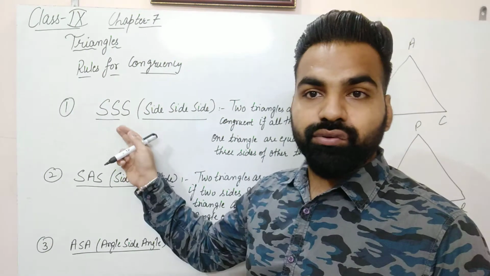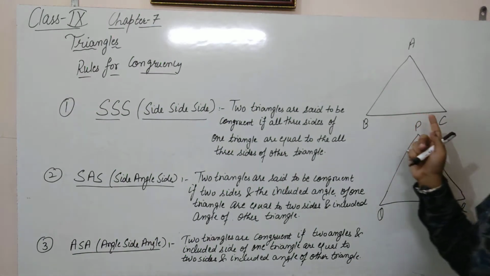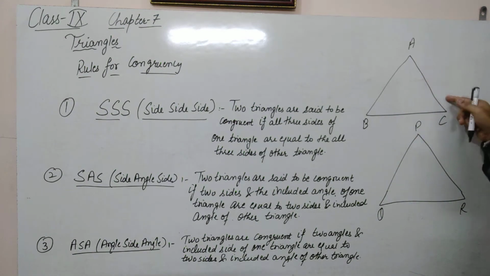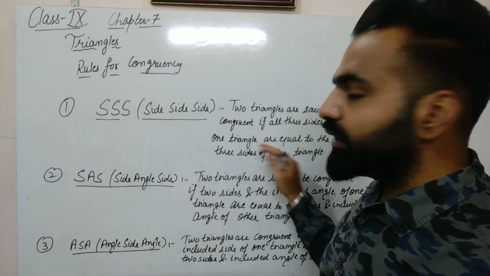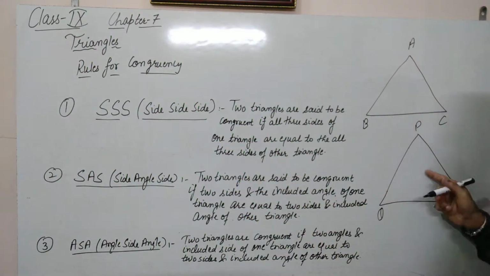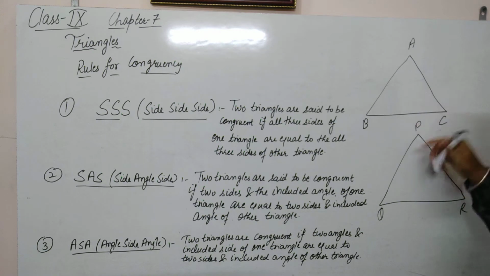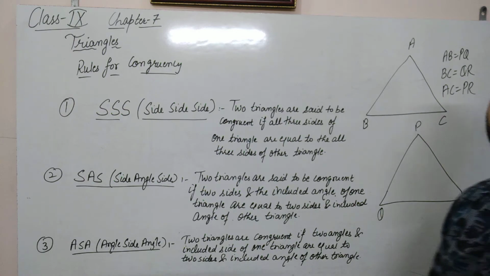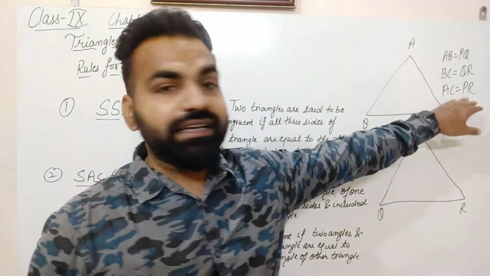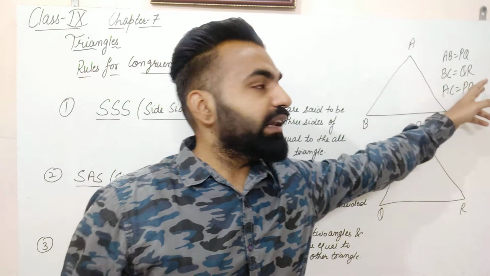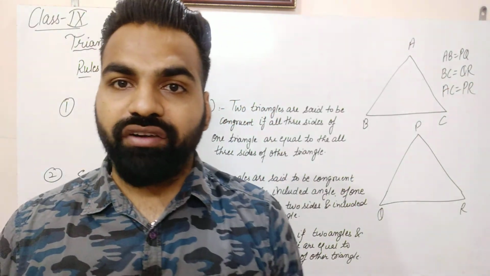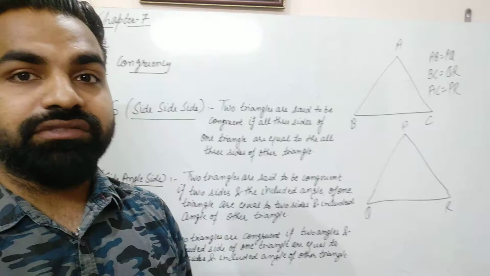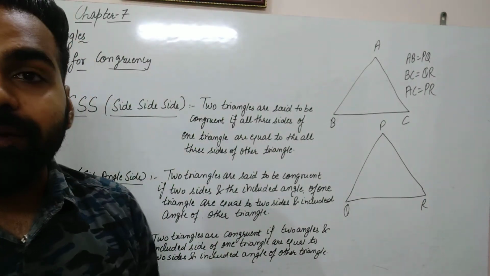According to this rule, all three sides of the first triangle, that is AB, BC and AC, should be equal to all three sides of the second triangle, triangle PQR. So to satisfy this rule, AB should be equal to PQ, BC equal to QR and AC equal to PR. Here we can see that all three sides of the first triangle are equal to all three sides of the second triangle. If this rule is satisfied, we say the triangles are congruent.